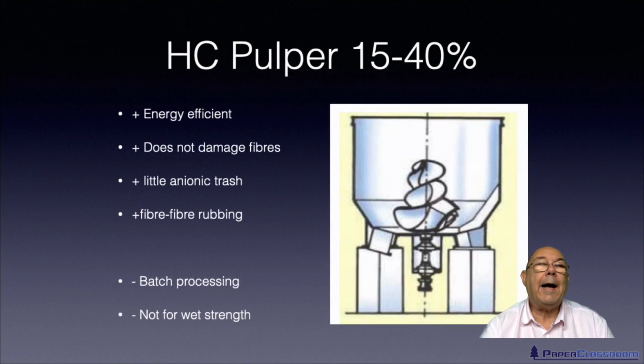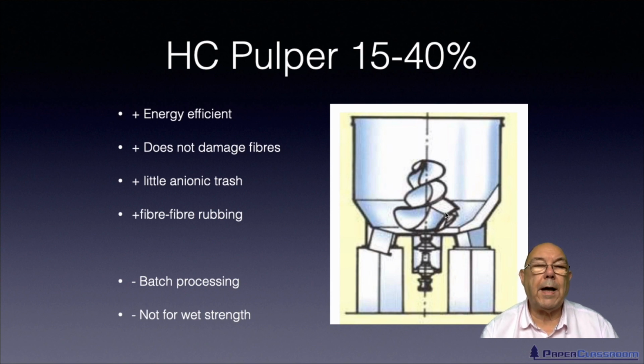This is a high consistency pulper. High consistency pulpers can operate anywhere from 15 to up to 40%. I've never seen one working at 40%. I've seen one working at 35%. And again, I always tell my students it's easy to recognise a high consistency pulper because it has a high profile rotor. You'll see later a low consistency pulper has a low profile rotor. So first thing to do, observation, high profile rotor, high consistency pulper.